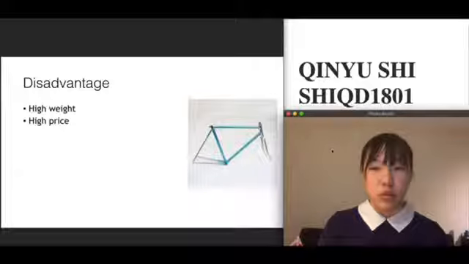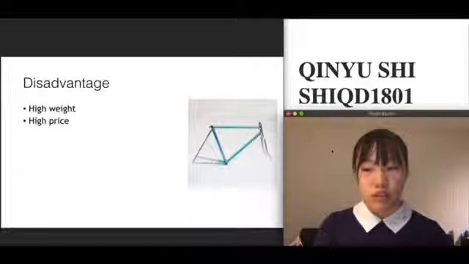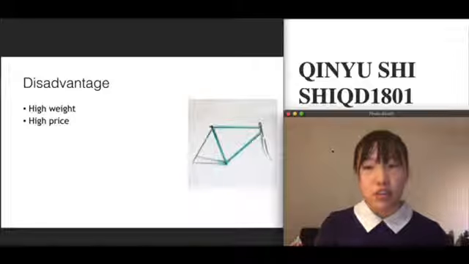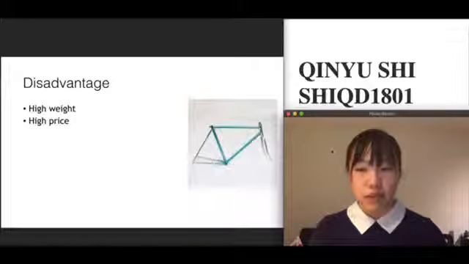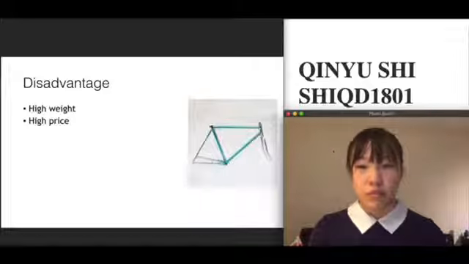their bicycles. And some steel frame bicycles are cheap, but some have high price. So it's also the disadvantages.